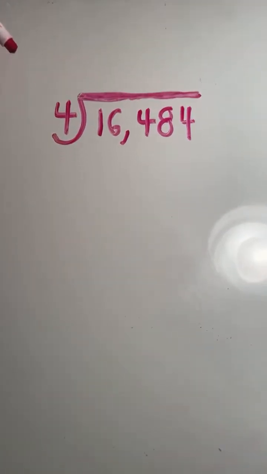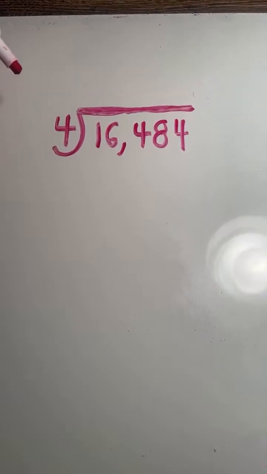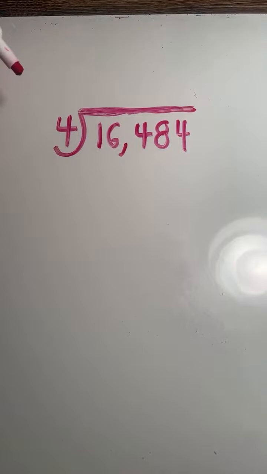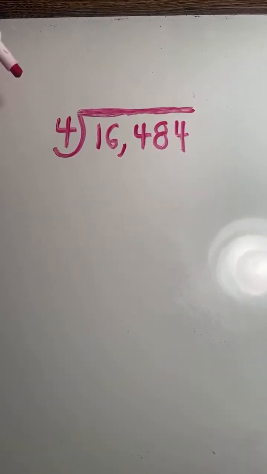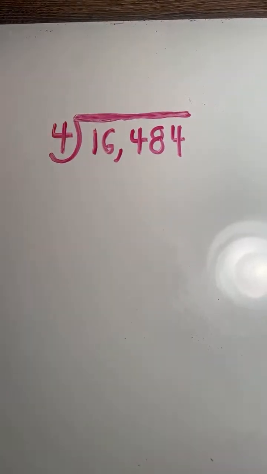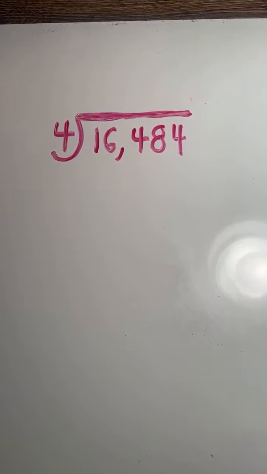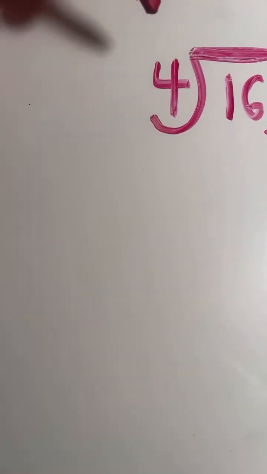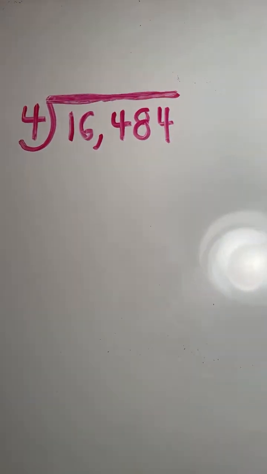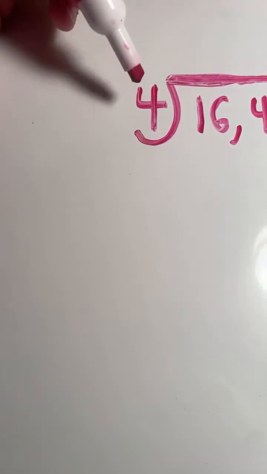So this problem's a little bigger here. 16,484 divided by 4. So step 1, we'll look for the number within the number. We want to divide by the smallest number possible here. And the rule is, again, that the number inside the square has to be equal to or bigger than the number outside the square. So 4 is bigger than 1, so we cannot start out with 1-digit by 1-digit division. But we can start out with 2-digit by 1-digit division. So we're going to start with 16 divided by 4.